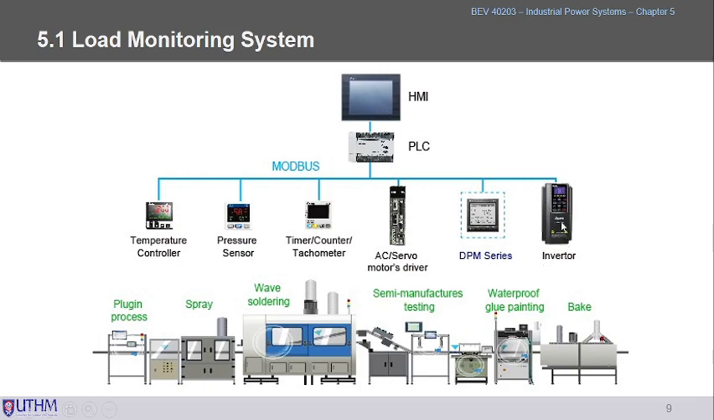So this is the inverter, sorry. So this is to look at, for example, if you have the UPS, then we can monitor our inverter. And you can see in the production line, for example, we have a series of lines, the production line here. From the plug-in processes, you have the spray. So we have the semi-manufacturing, testing, and bake as well.